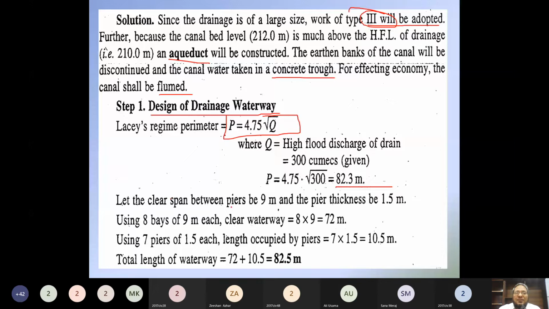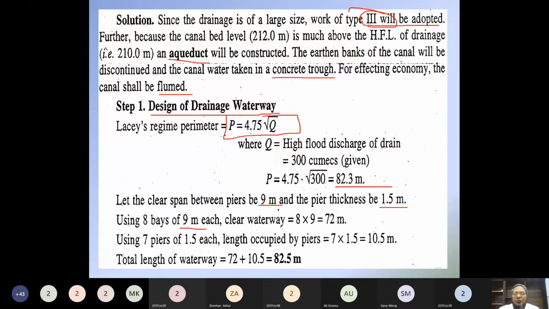Now let the clear span between piers be 9 meter. Now we are saying one span is 9 meter, and the pier thickness is 1.5 meter. So for this much width of the river, how many bays of 9 meter will we have to provide? 8 bays, okay?